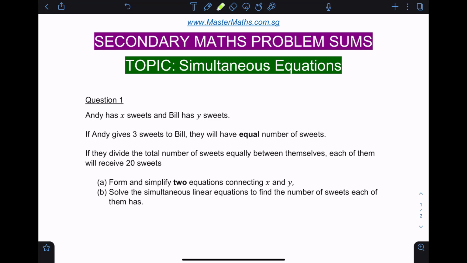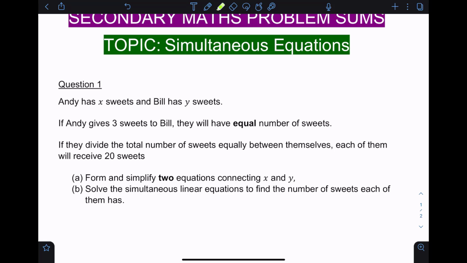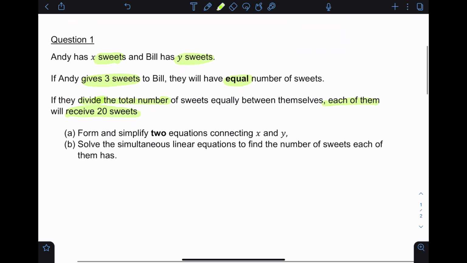Okay, we have a pretty interesting simultaneous equations word problem whereby you have to come up with your own equations based on the word statements here. Let's read. Andy has X sweets and Bill has Y sweets. If Andy gives 3 sweets to Bill, they will have an equal number of sweets. If they divide the total number of sweets they have equally between themselves, meaning divide by 2, each of them will receive 20 sweets.